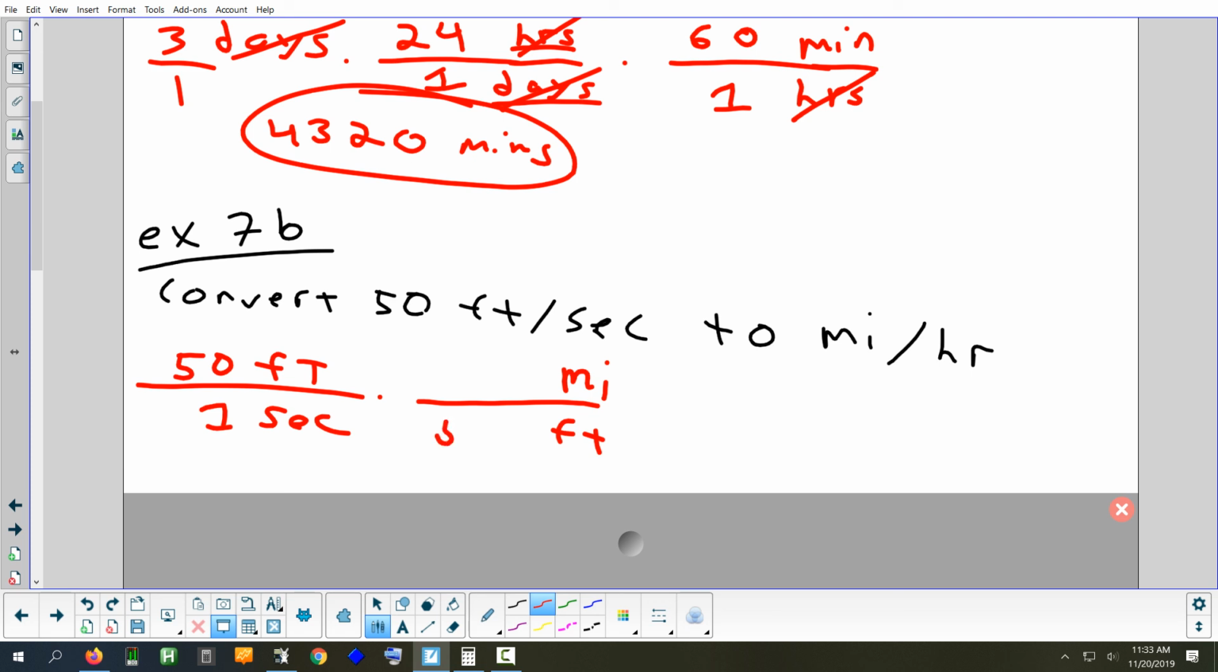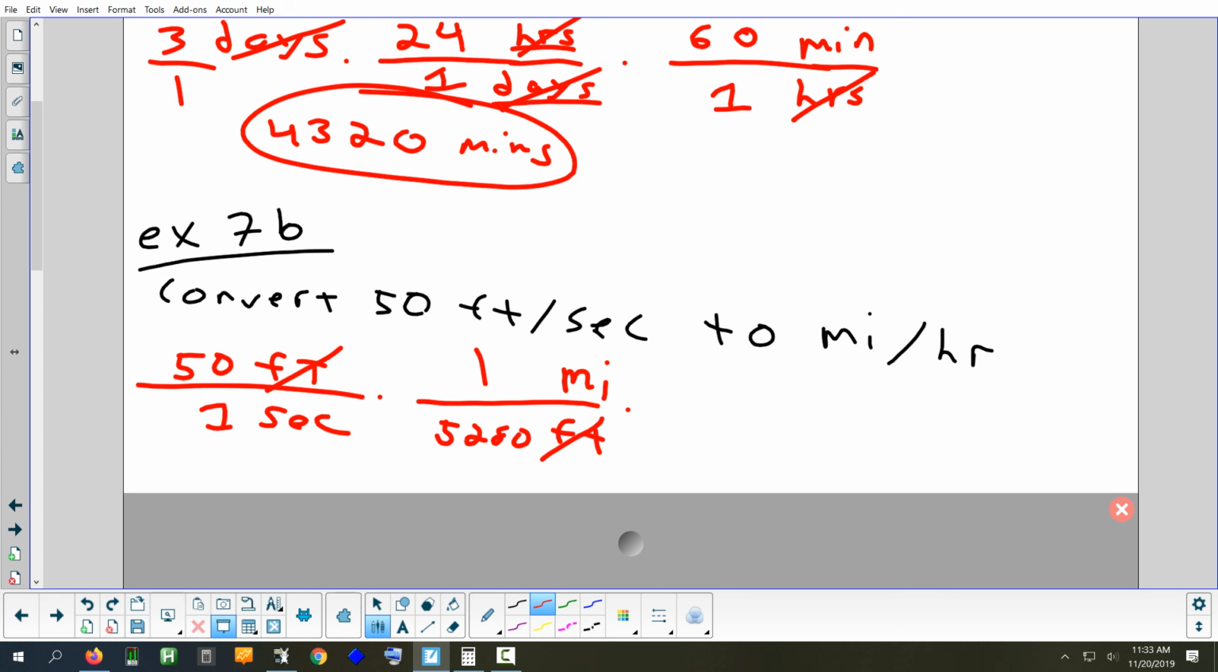5,280 feet in 1 mile. Feet's gone. Now you've got a speed in miles per second. All right. Now we want to get seconds up to hours. You might know how many seconds are in an hour, but if you do, you could go right from seconds to hours. If you don't, we can go from seconds to minutes.